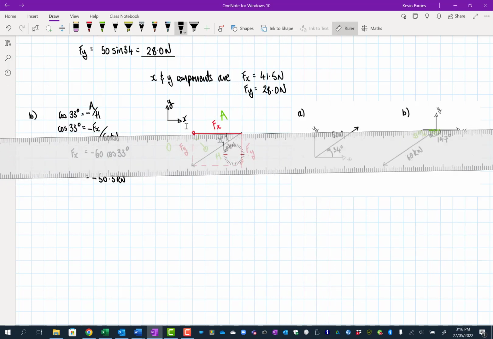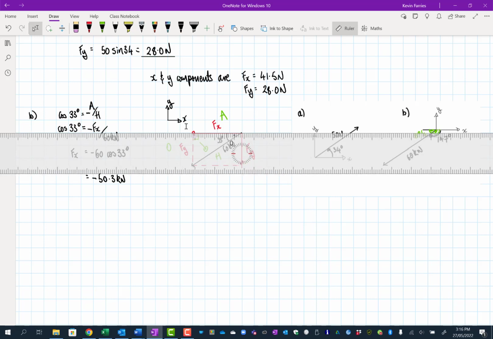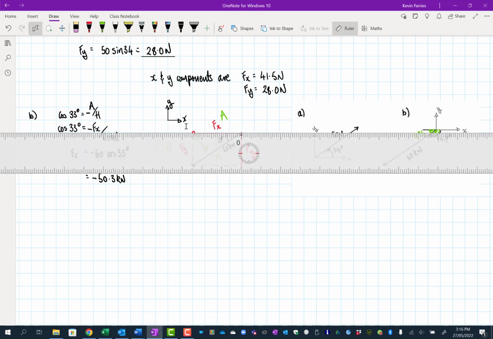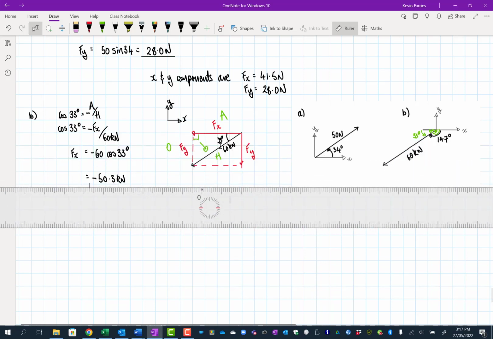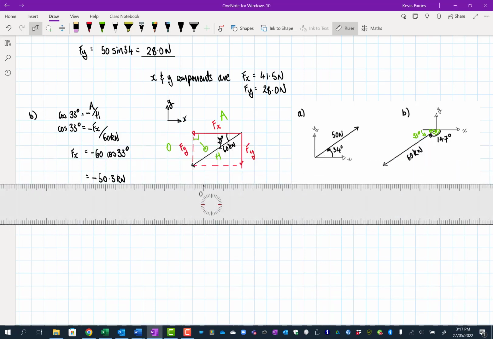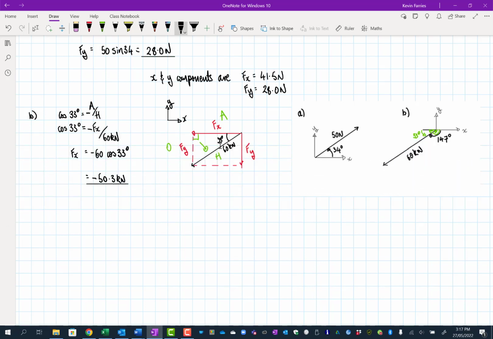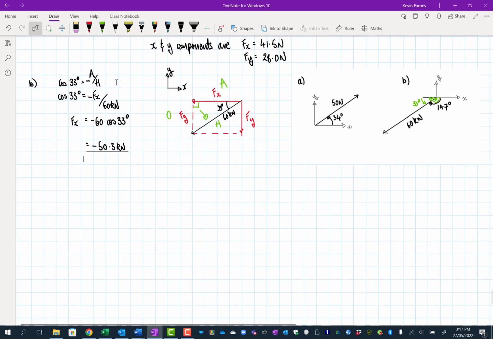Let's just roughly check the value. So we have 10, 20, 30, 40, almost 50. Yeah, it's a pretty rough diagram, so that looks about right. Let's underline it to show we've checked it. So again, what I did was I went back and had another look at my axes. I noticed that f of x is heading in the opposite direction from the x-axis. Therefore, the answer must be negative. So f of x is negative 50.3 kilonewtons.